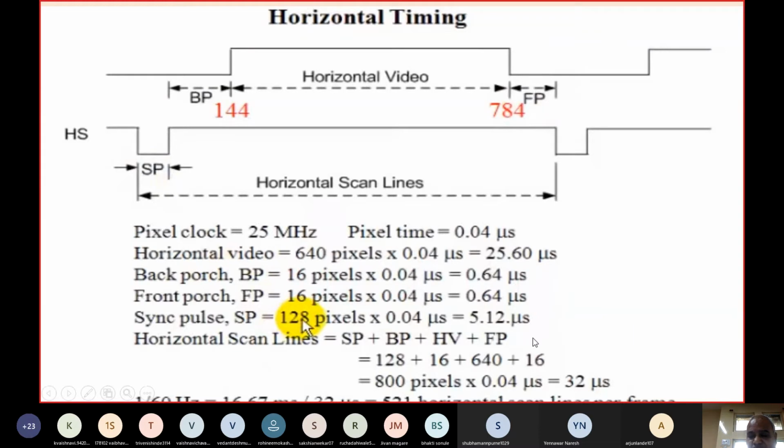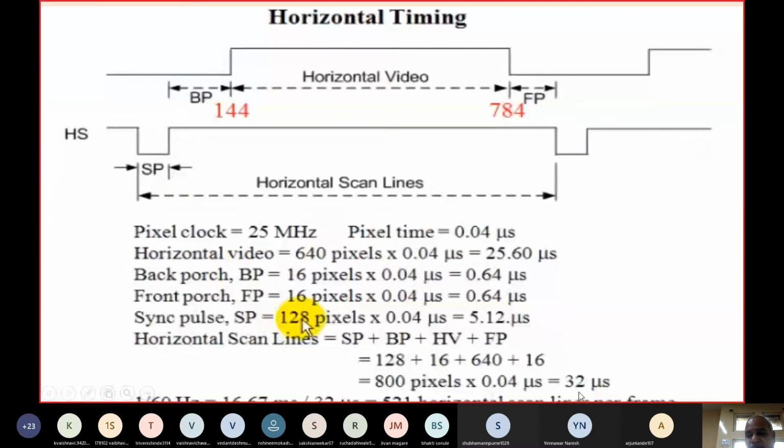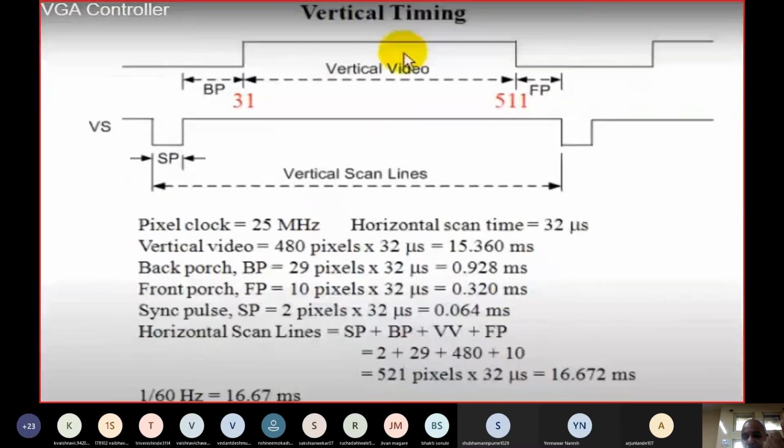So if you add all these pixels, the total comes out to be 800 pixels, and if you multiply with 0.04 microseconds for each, the total comes to 32 microseconds, which is defined earlier. But for one horizontal video signal, the duration required to show that particular line is hardly 32 microseconds. So how many lines are there? There are 521 lines.